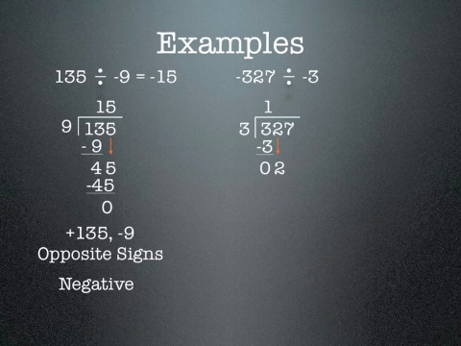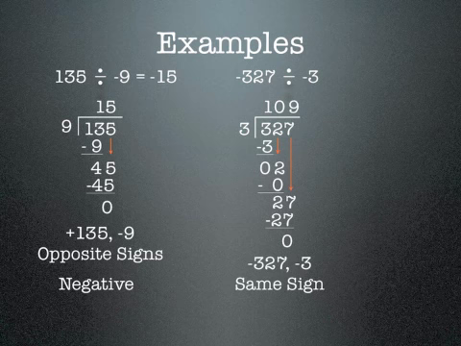3 goes into 2 0 times because 3 is larger than 2. 0 times 3 is 0, so I'm going to subtract 0, which gives me 2. Now I need to bring down the 7. And 3 goes into 27 9 times, and 9 times 3 gives me 27, and then when I subtract I get a remainder of 0. So my answer is 109.